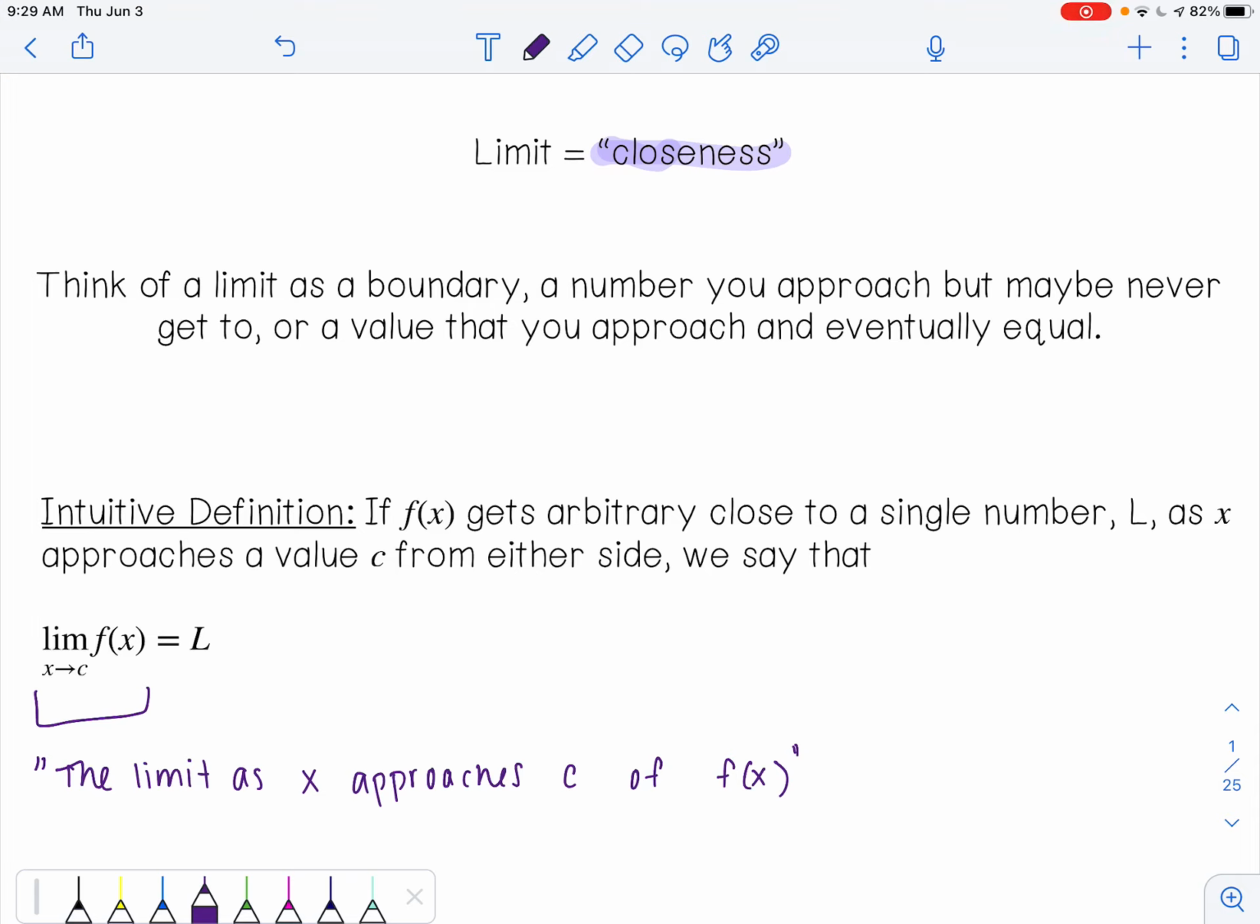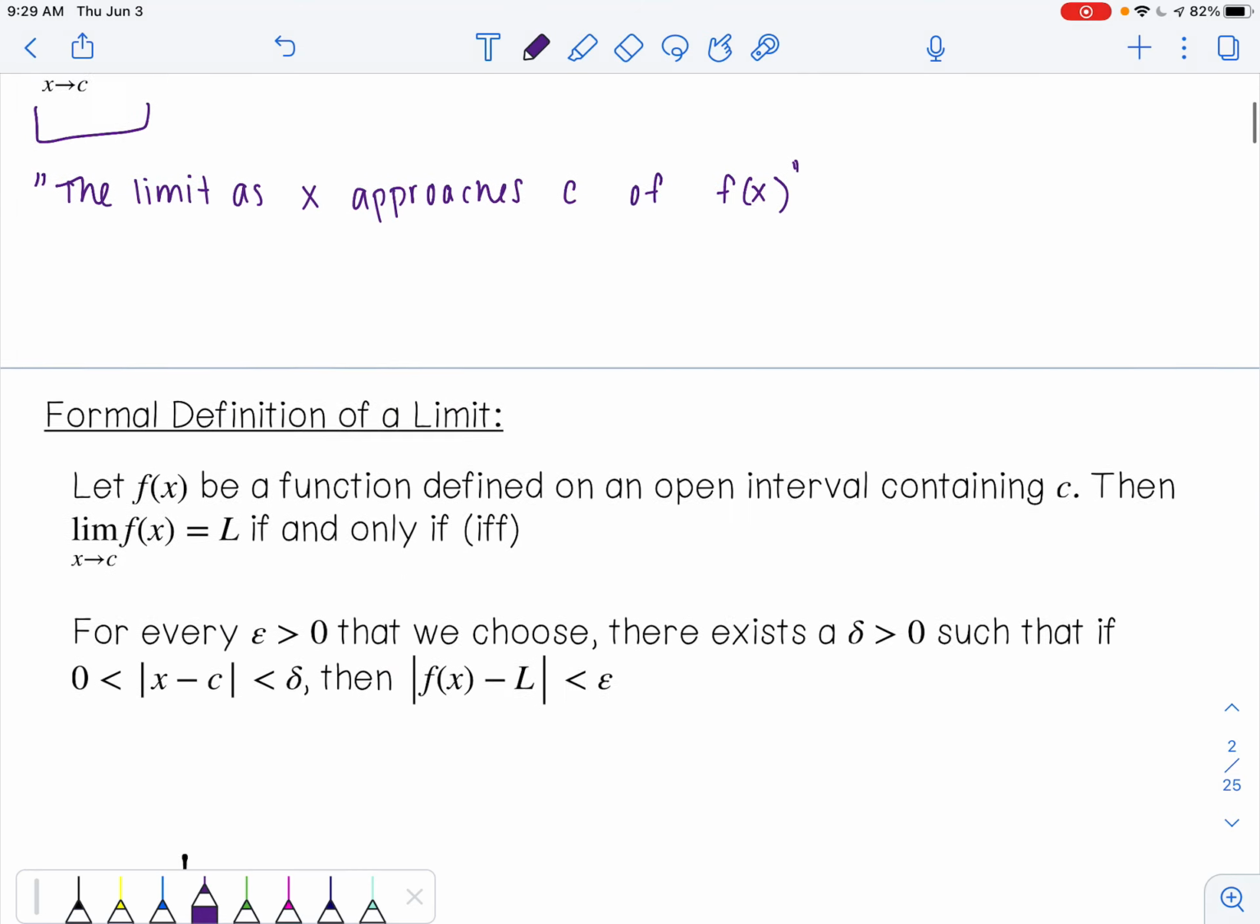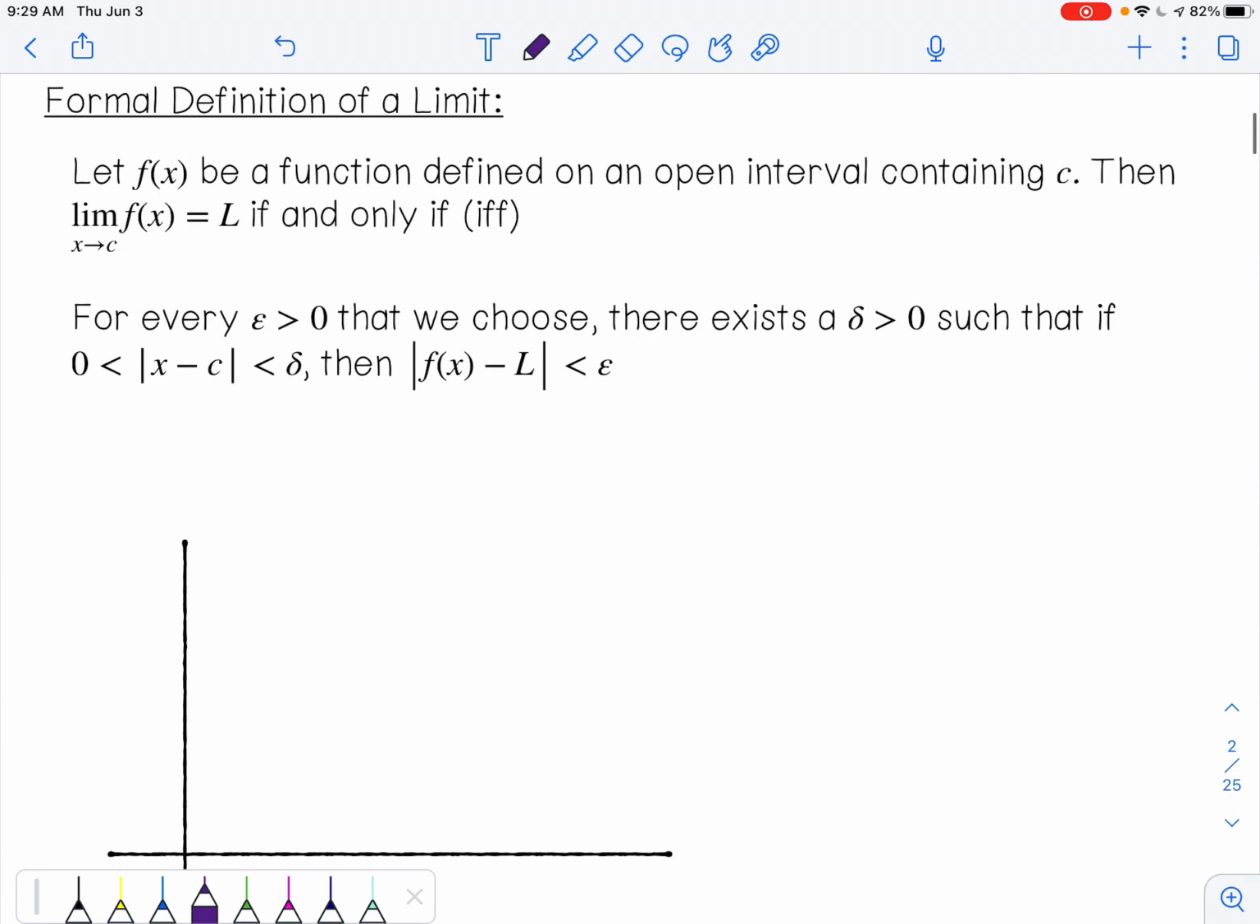Right. So that just says, like, if you were to look at a graph or look at the values around c, so say like c is 2 or something, as you approach that x value, so that number on the x-axis from either side, your y values are approaching a specific number, and in that case, it's L.